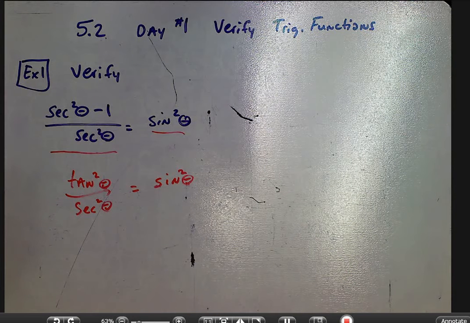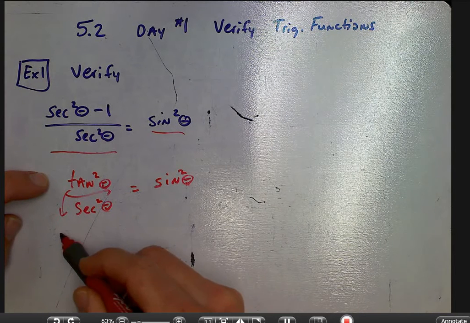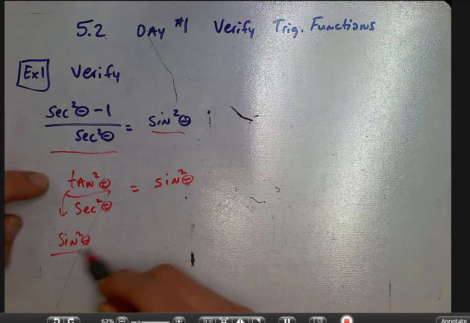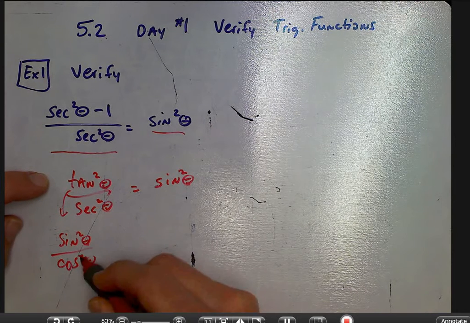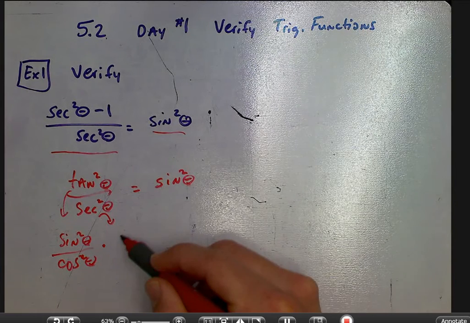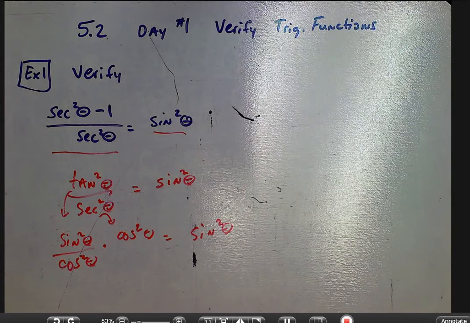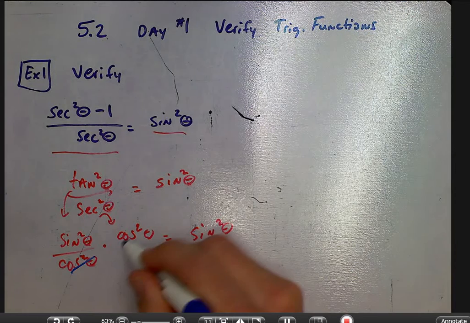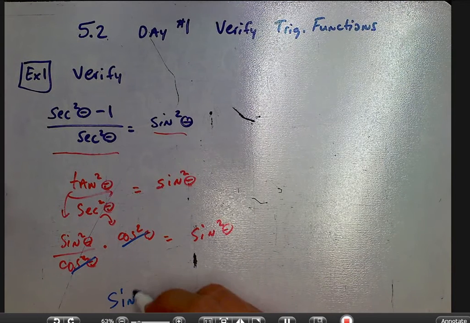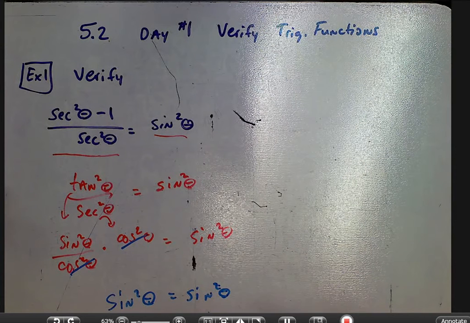Step 2 is I'm going to replace tangent squared theta with sine squared theta over cosine squared theta. And I'm going to replace secant squared. This is 1 over secant squared, and 1 over secant squared is equal to cosine squared. I notice here that the cosine squareds cancel out, leaving me with sine squared theta equals sine squared theta, and that's how you do example number 1. I got the left side to look like the right side.